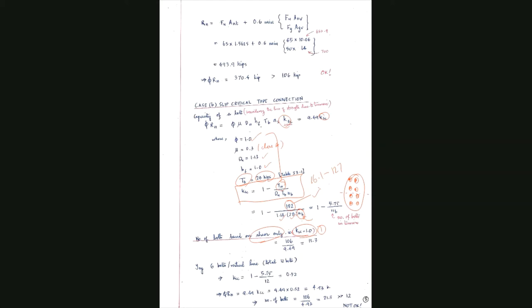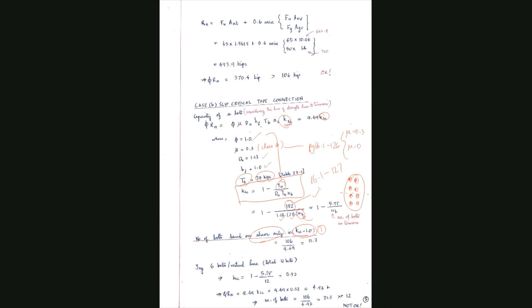I have a question. When do we use mu is equal to 0.5? If you look at the manual, just open to slip critical type of connection, on page 16.1-126, you'll see that mu can take two values. Mu is equal to 0.3 or mu is equal to 0.5. Now this depends upon the class; mu is basically the coefficient of friction.